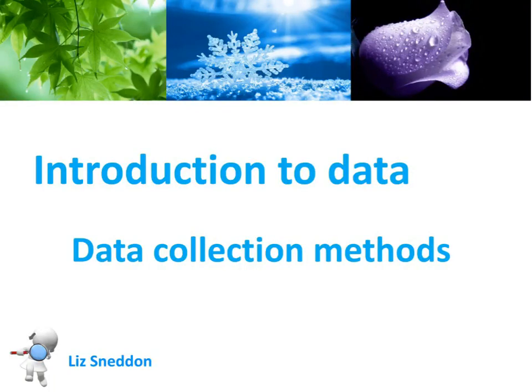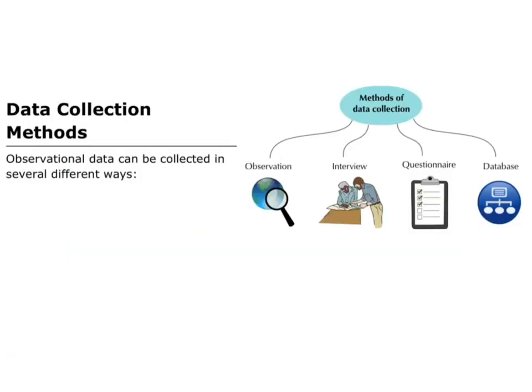So our data collection methods, let's have a look at the different ways we could do it. When I've got observational data, I can collect it in a number of different ways. I can do it simply by observing. I can just sit there and watch people, watch objects, and note down any observations I make.